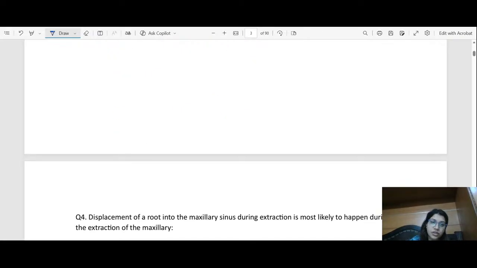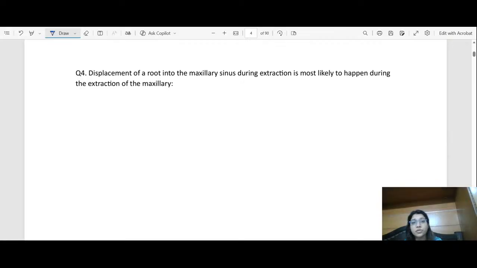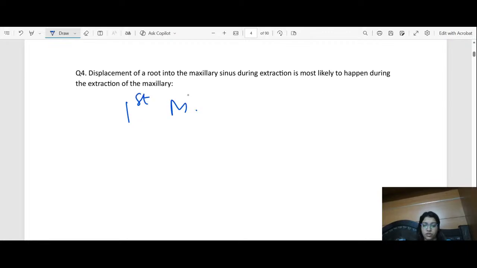Now we come to the next question. The displacement of the root into the maxillary sinus during extraction is most likely to happen during the extraction of the maxillary canine, deciduous first molar, or second molar, which we have discussed in the previous question. So this displacement occurs most commonly during the extraction of the first molar.